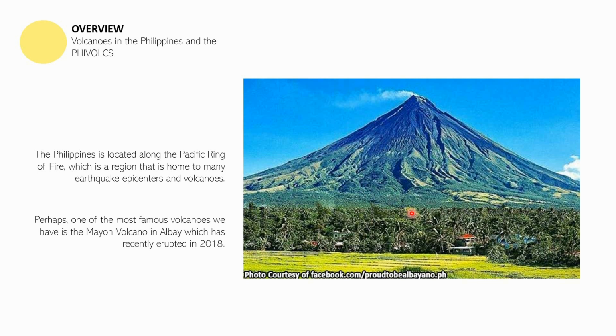Although personally, I haven't been there. But when we have money for travel, of course, it's going to be one of the places that I would love to visit. Okay, so that's the Mayon volcano.